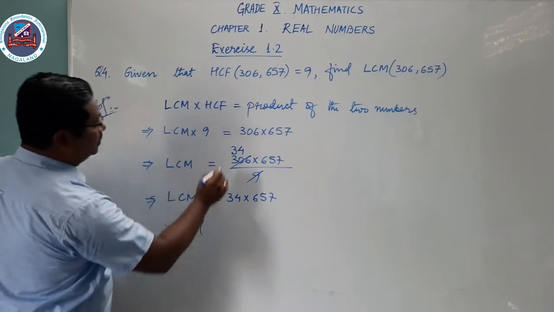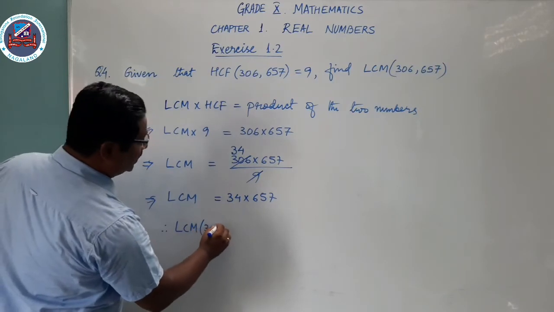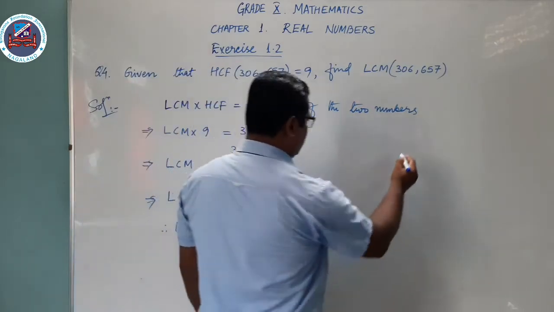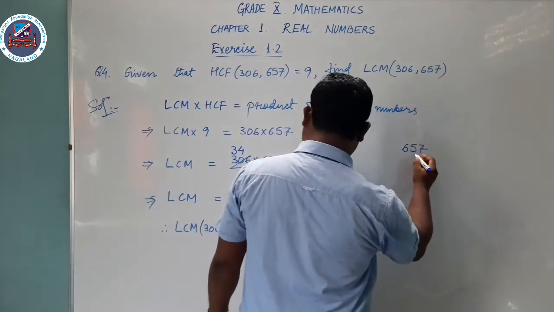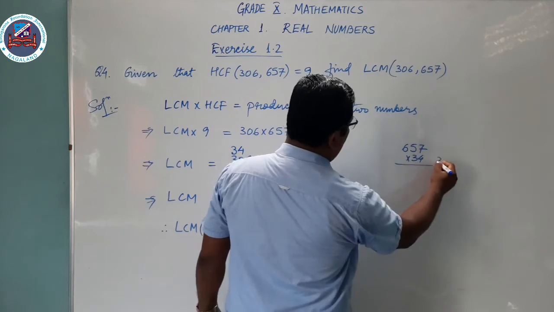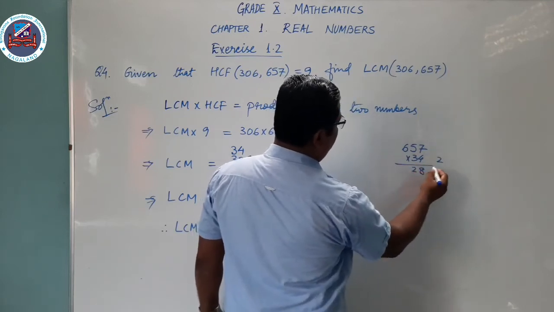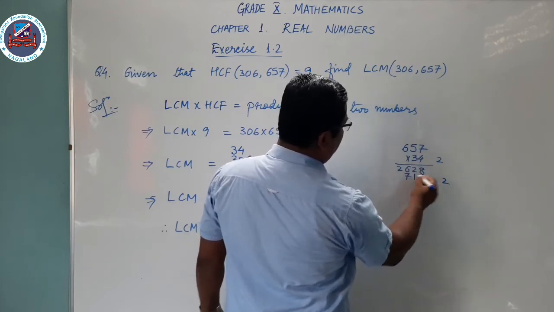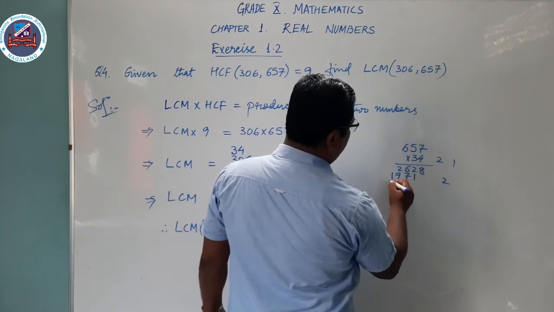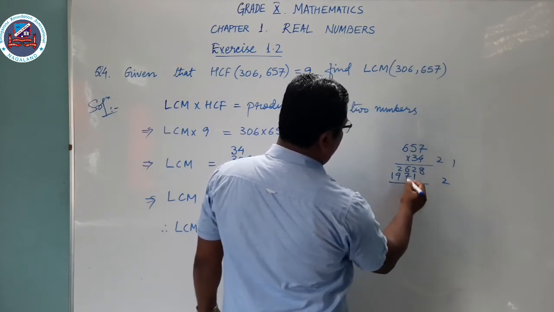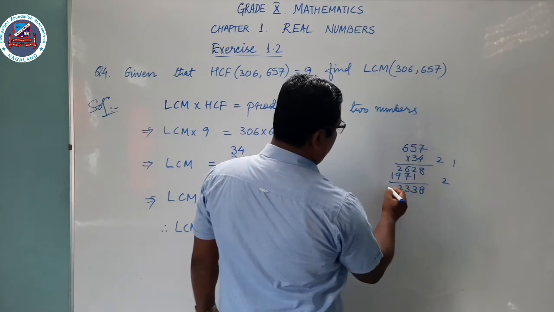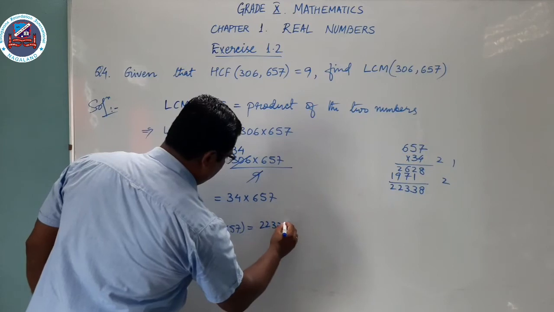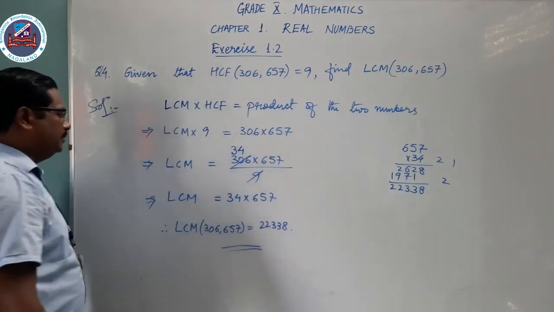What are the numbers? 306 and 657. It is equal to, multiply whatever you get, that will be your final result. 34 times 7 is 28, 20 plus 2 is 22. Like this you can get the LCM.